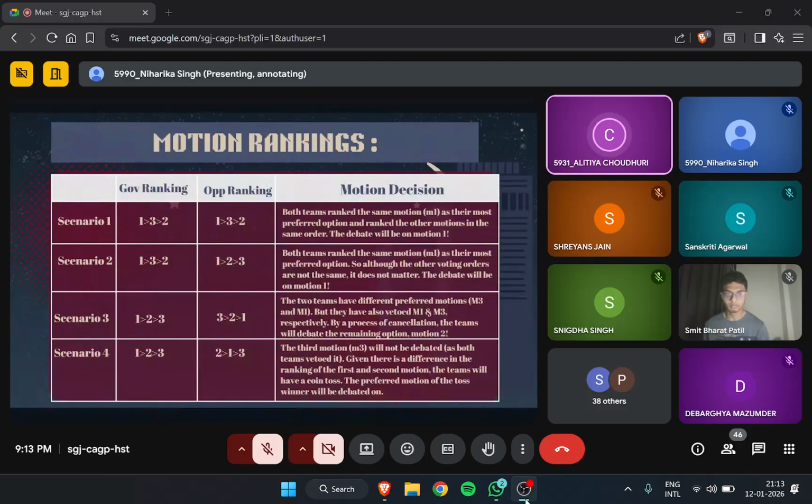In scenario 4, you have the same vetoes but different preferences, which means both teams have vetoed motion 3, but they have different preferences. Gov prefers 1 and op prefers 2. In that case, you have a coin toss, and whoever wins the toss gets to debate on the preferred motion that they want. Next slide, please.